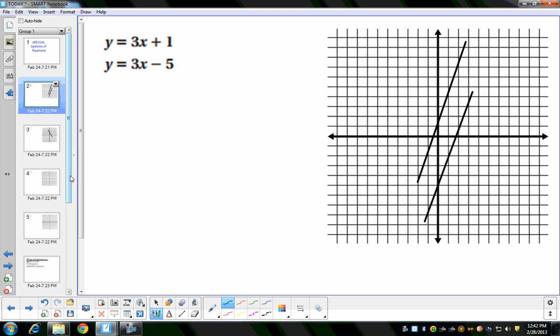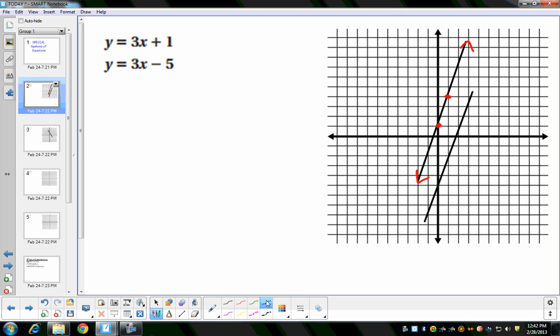Alright, so let me give you this first example. We have y equals 3x plus 1 and y equals 3x minus 5. For the top equation, I'm going to go ahead and graph it. It's in slope-intercept form. My y-intercept is 1, so I'm going to put a dot at the 1. And the slope is 3, so from my y-intercept I'm going to go up 3 and over 1 and put a dot. You can see I've graphed the line. I'm going to put arrows on it because this line goes on forever in each direction.